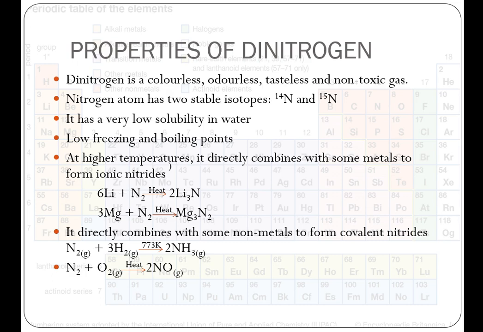For example, with hydrogen at 773 Kelvin, in the presence of a catalyst, it forms ammonia. The process is Haber's process. It also combines directly with dioxygen but only at very high temperature, about 2000 Kelvin, to form nitric oxide.